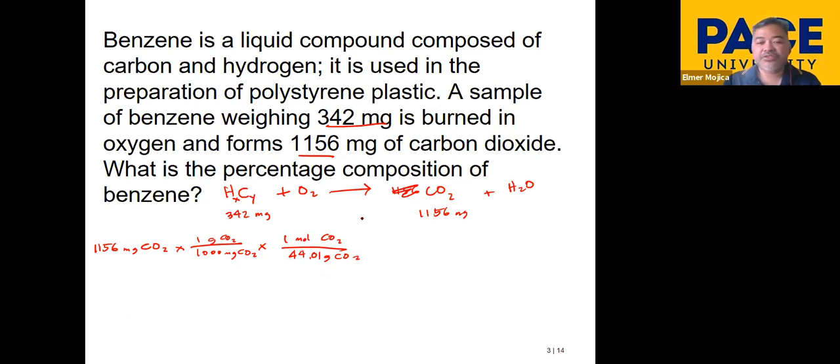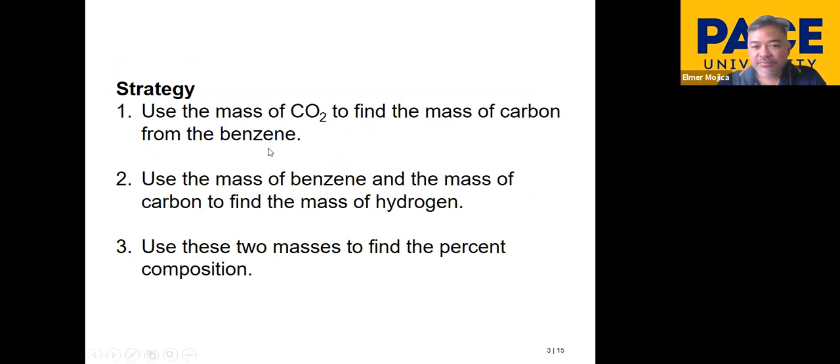Now, if you're going to look at the stoichiometry, it's 1:1. So you could say for every 1 mole of your CO2, it comes from 1 mole of your carbon. And then what do you do? For every 1 mole of carbon, how many grams of carbon do you have? 12.01 grams. It's a little bit long, but that's how you get from finding the mass of the carbon in the benzene using the mass of the CO2.